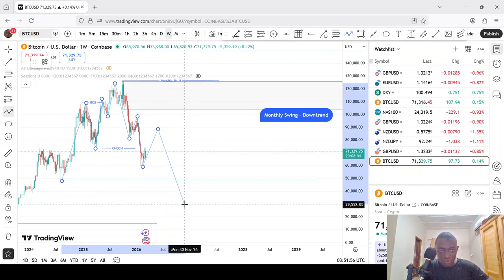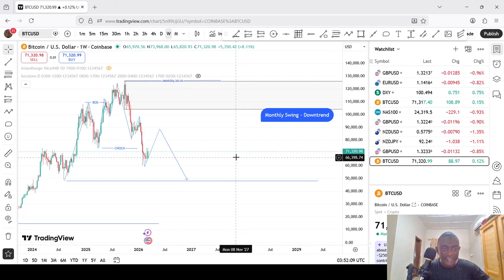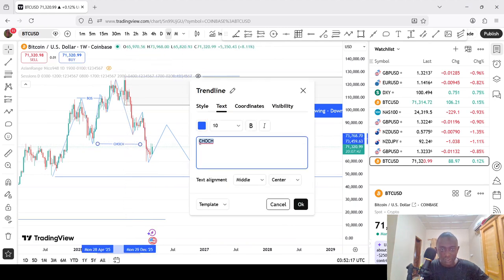Okay, so you get it, you are going to get a concept. Don't worry, very soon we will be done. Once we get to the last stage, you are going to map it. So around here, maybe this change of character, I just want to map it well, just to indicate that this was coming from the monthly time frame. Monthly change of character.